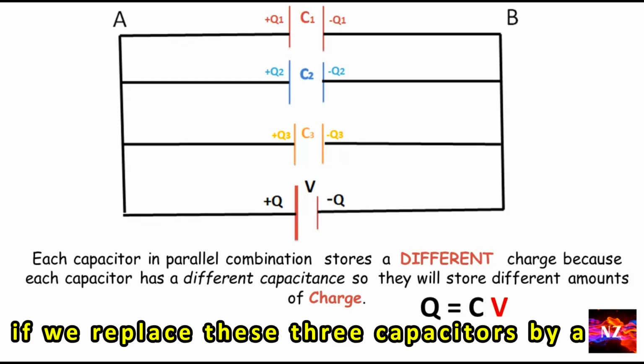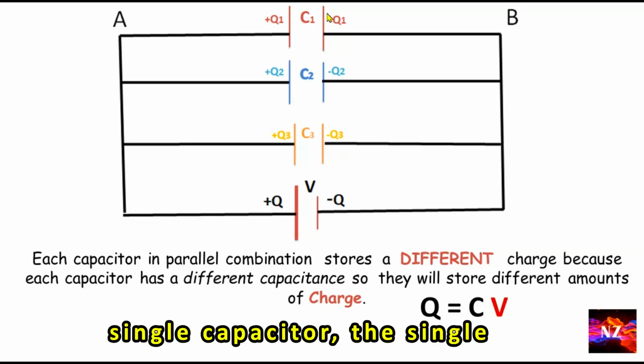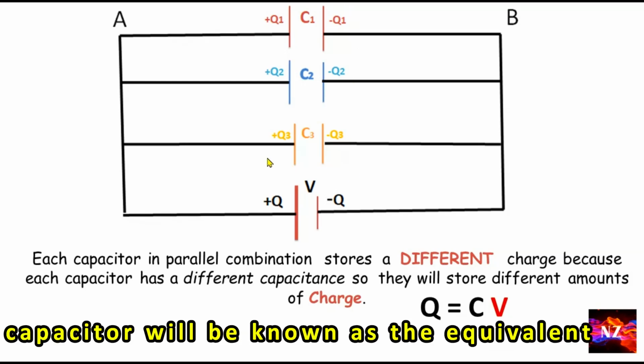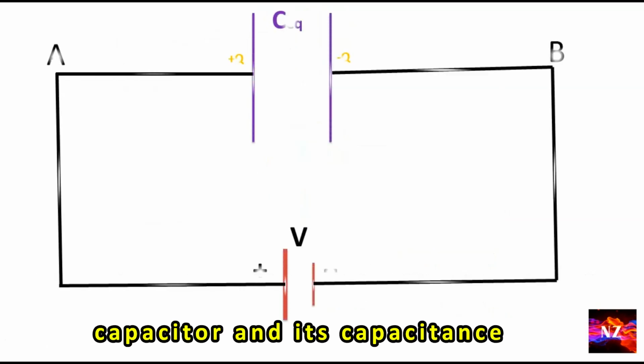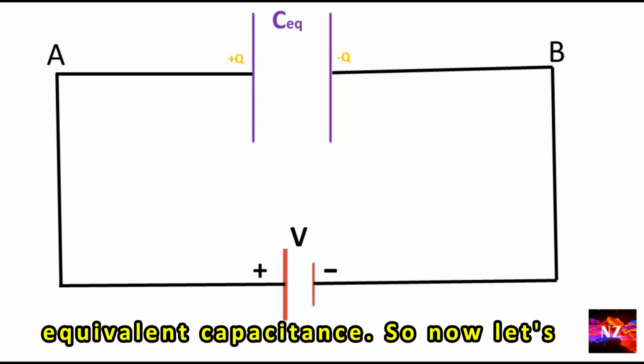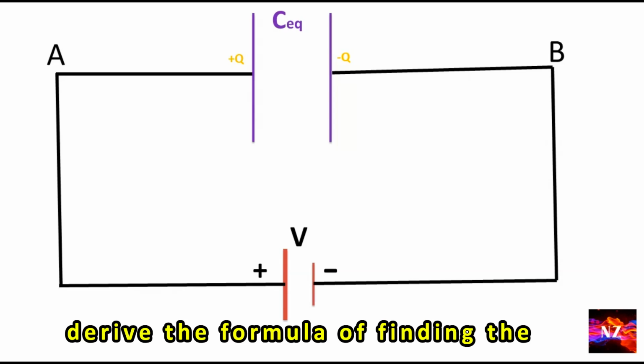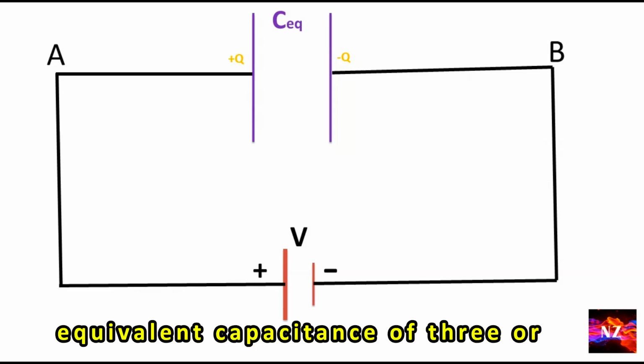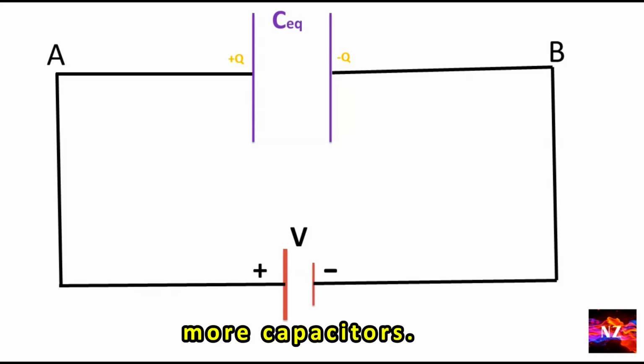If we replace these three capacitors by a single capacitor, the single capacitor will be known as the equivalent capacitor and its capacitance will be increased and it will be known as equivalent capacitance. So now let's derive the formula of finding the equivalent capacitance of three or more capacitors.